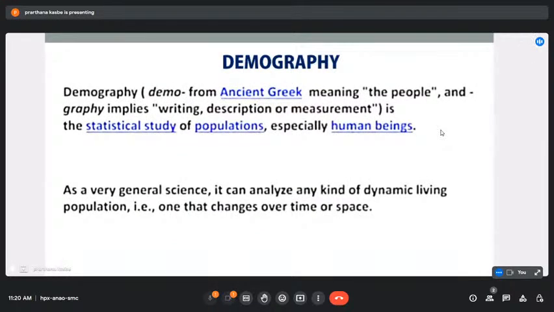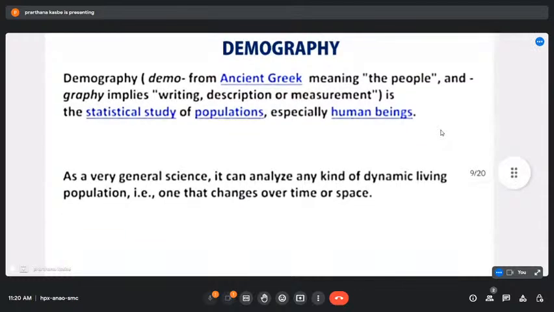So now we will discuss the demography. In the last lecture, someone asked me what is meant by demography. So demography is the statistical study of the population, especially human beings. What is meant by demography? Demography म्हणजे ज्याला आपण लोकसंख्या शास्त्र म्हणतो आणि एक प्रकारचं एक संख्यात्मक स्टडी आहे पॉप्युलेशनची.